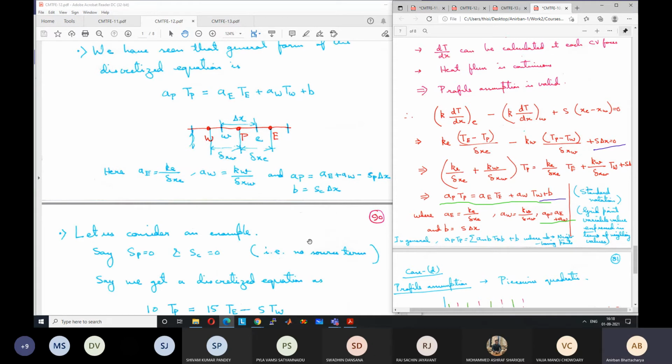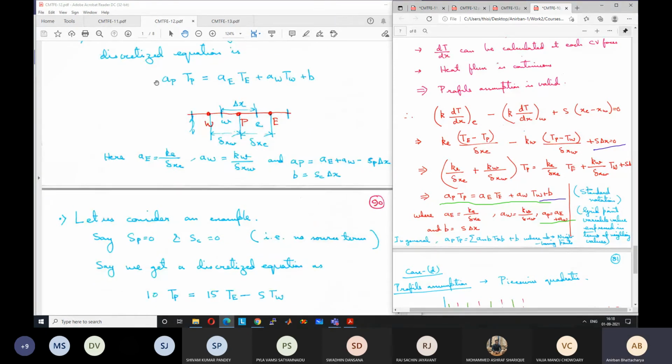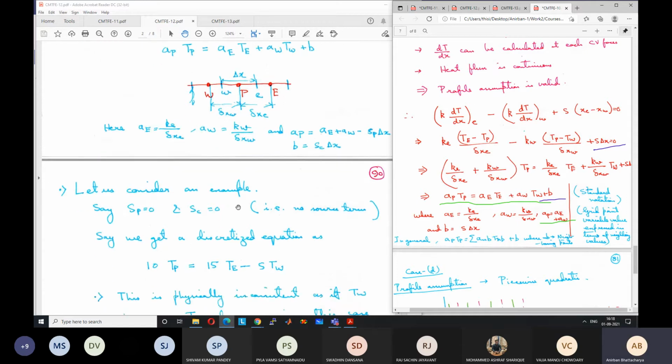Let us assume a simple case now. SC is 0 and SP is 0. There is no source term. So our equation becomes APTP equals AETE plus AWTW, and AP has to be equal to AE plus AW. Let us consider this equation: 10 TP is equal to 15 TE minus 5 TW. So AE plus AW is equal to AP, that is satisfied. 15 minus 5 is equal to 10.